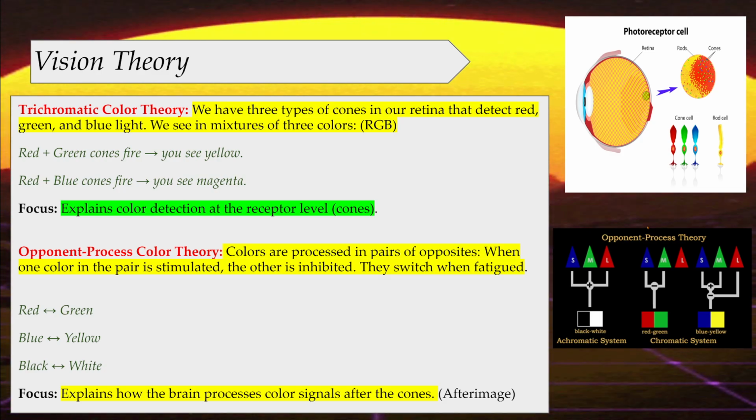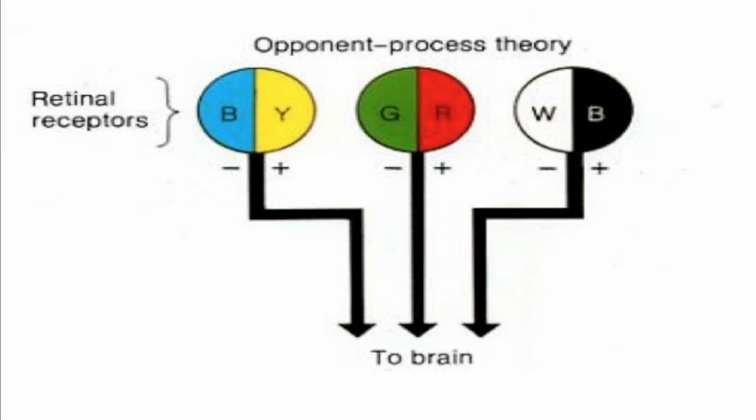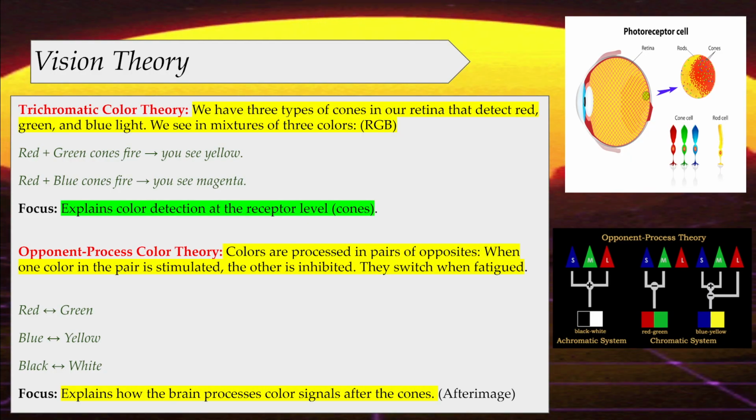Now we're going to go to our final kind of aspect for today, and that's going to be vision theories. We have two ways that we think that vision works. The first one is trichromatic theory, which means that we see the world around us in three colors: red, green, and blue. Everything that we see and perceive is a mixture of these three color hues that work together to see things like magenta or yellow, etc. Now this helps us understand how we detect color with our cones.